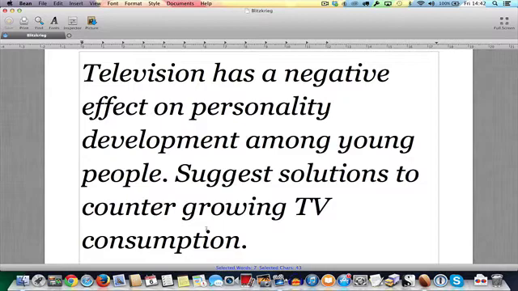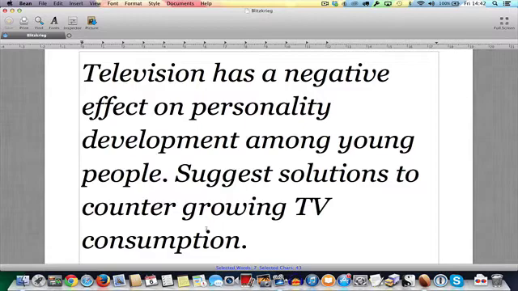So there would be no need to discuss any proposed solution as a means to come to a conclusion whether that suggested solution was viable or not. That's not what the essay question is asking us to do. It's asking us to simply suggest solutions, and in doing that, plausible solutions that would be able to counter growing TV consumption.